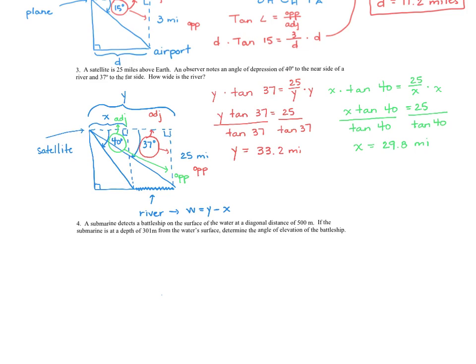And to find the width of the river, I just need to subtract the two. So the width of the river will be 33.2 minus 29.8, and we'll find the width of the river is 3.4 miles.